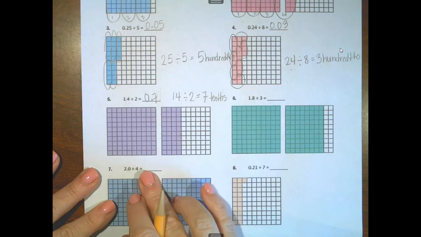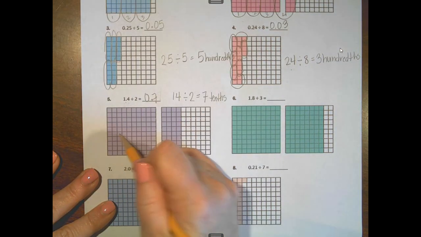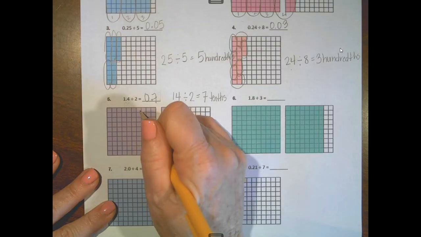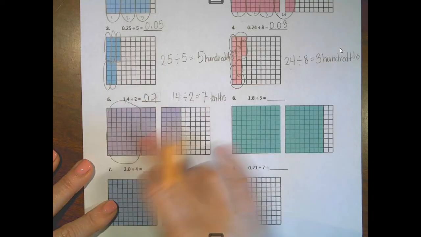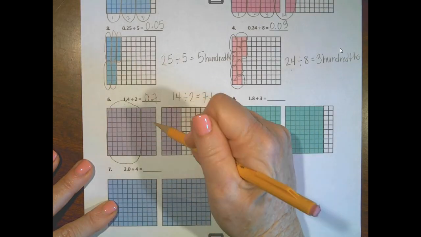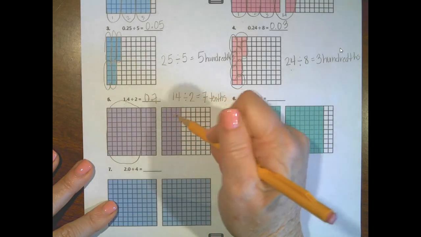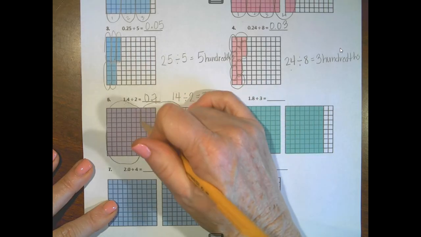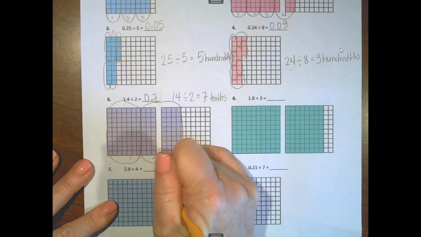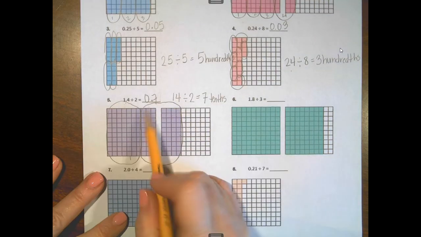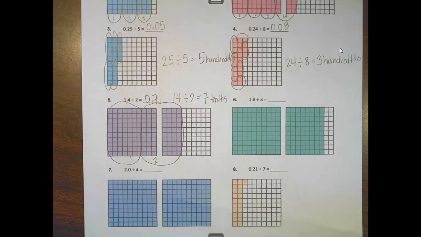All right, so 1, 2, 3, 4, 5, 6, 7. Right here is my first group of 7 tenths. My second group of 7 tenths, I have 3 in my first model and 4 tenths in my next model. So it's kind of split across 2 models, but there you see the 2 groups of 7 tenths. So that is correct. 1 4/10 divided by 2 equals 7 tenths.